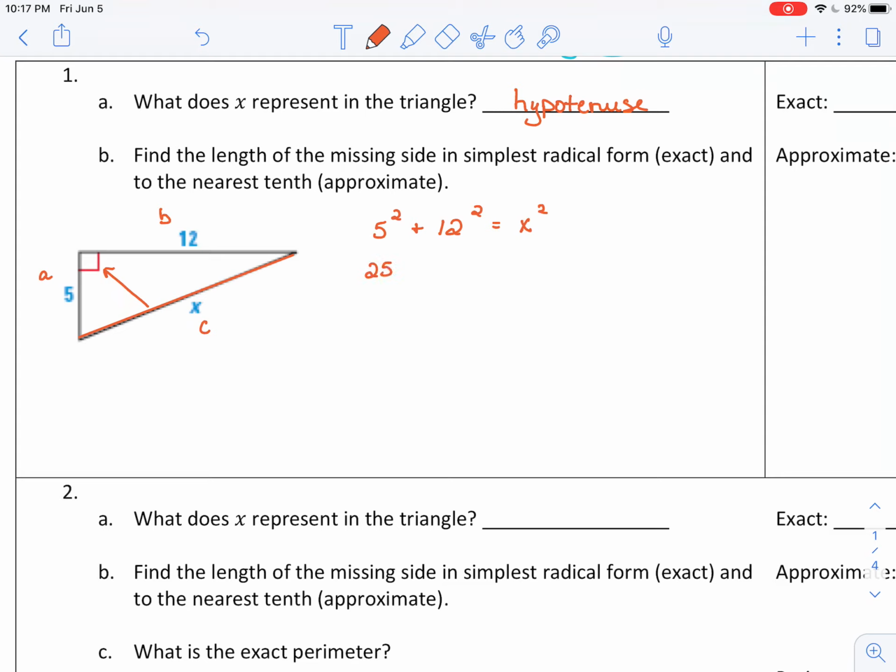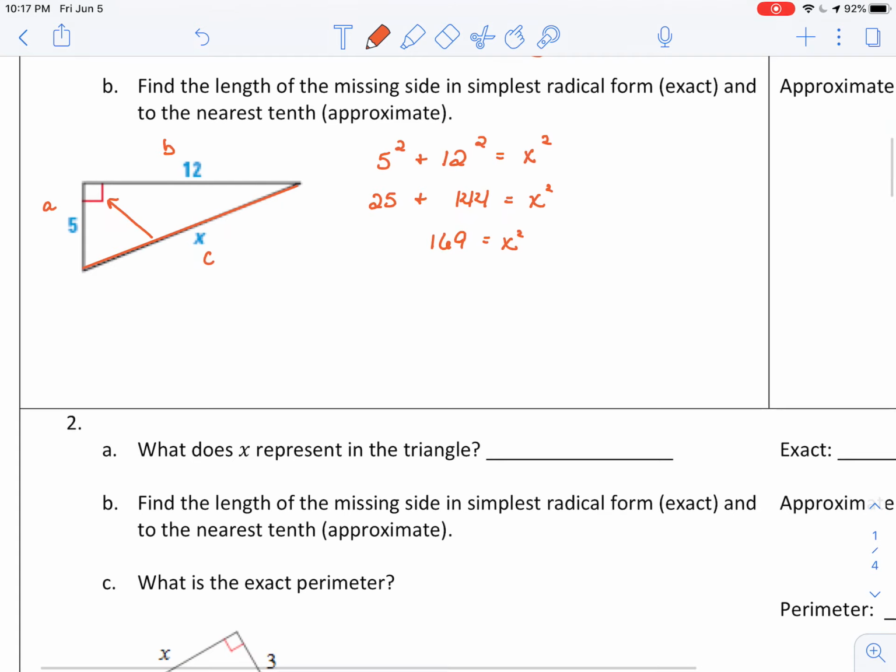5 squared is 25. 12 squared is 144. That's what x squared is going to get me. When I combine like terms, I'll get 169. And that actually is a perfect square. You might not have remembered it, but 169 is the same thing as 13 times 13.